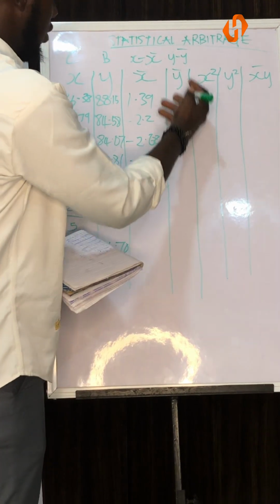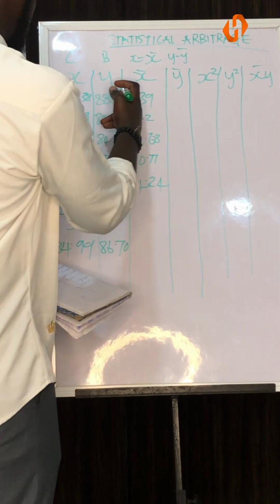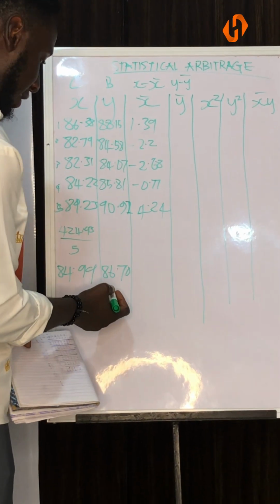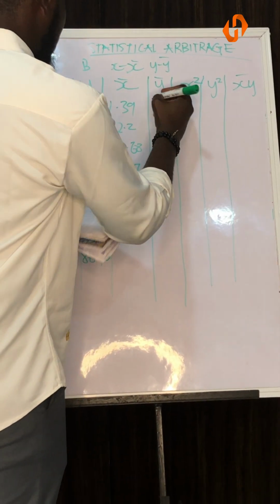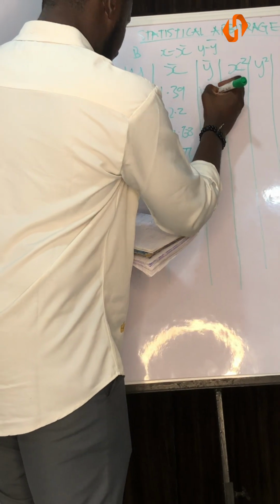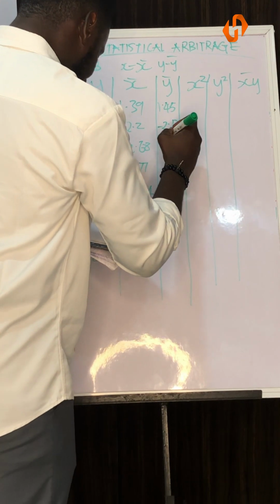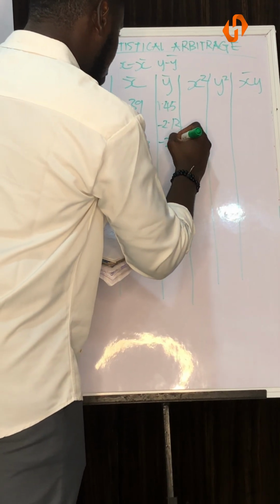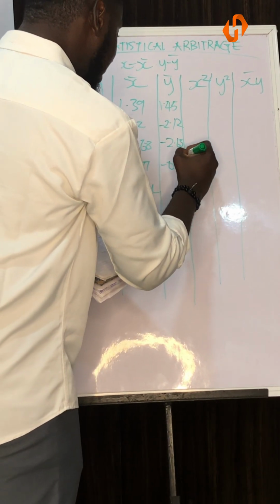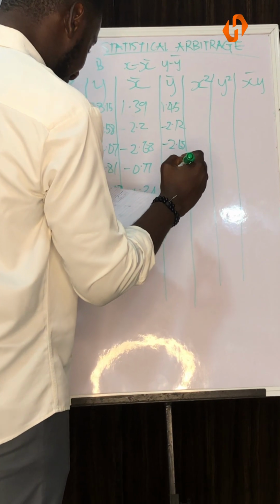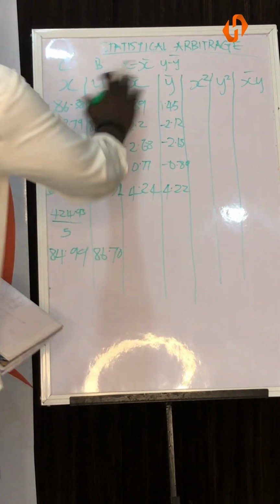Now we do the same thing for Y, following the same process. It's 88.15 minus 86.70, and I'll input the same figures. We have 1.45, minus 2.12, minus 2.63, minus 0.89, and lastly 4.22. This is our value for Y.